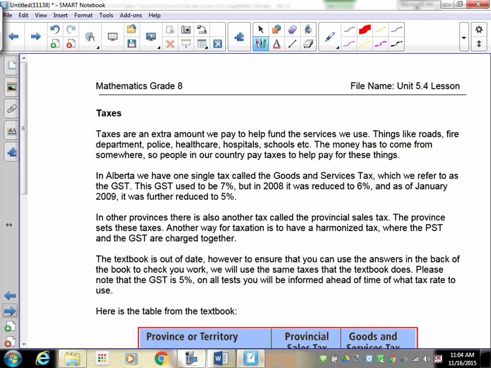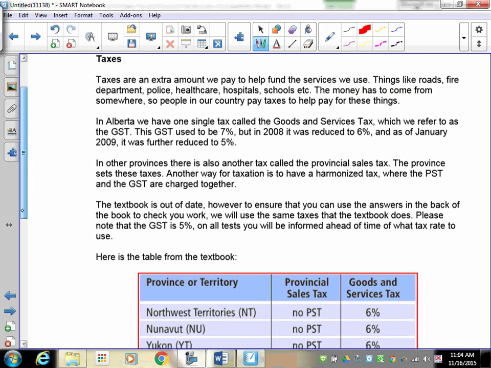All right. Now, believe it or not, taxes and discounts and sale prices are all related very, very easily, quite a bit. A lot, actually. Taxes are an extra amount we pay to help fund the services we use, things like roads, fire departments, police, healthcare, hospitals, schools. And the money has to come from somewhere. So people in our country pay taxes to help pay for these things.